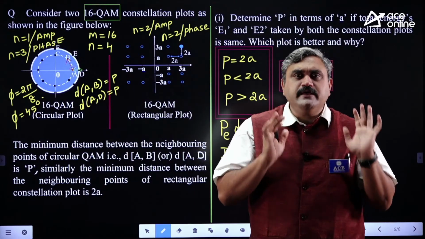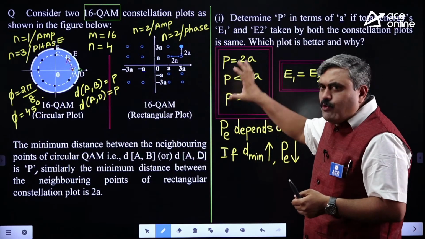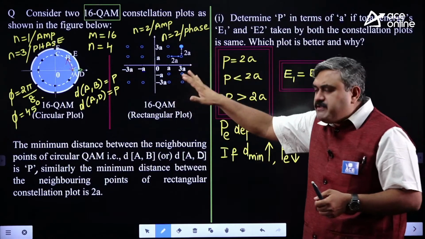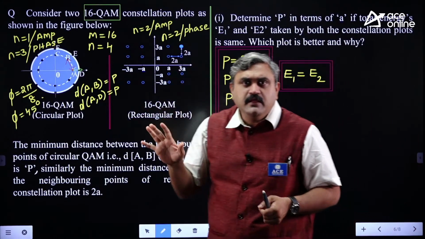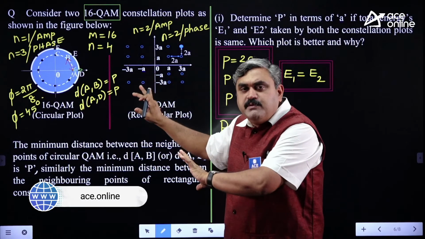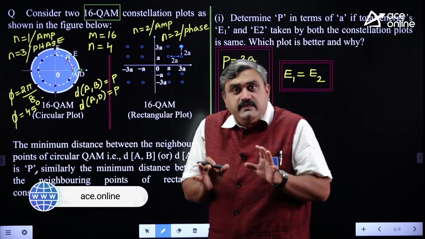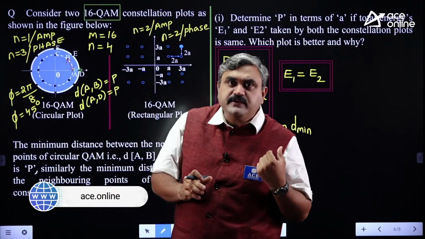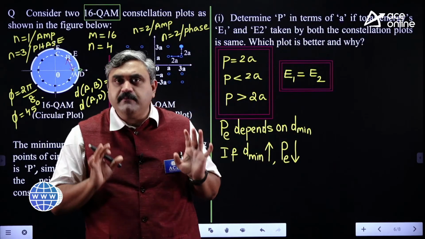Same logic you apply here. I am supplying both energies to be the same. Energy taken by both the plots is equal. And I am calculating the D minimum in the first plot and D minimum in the second plot. Then definitely they will not be the same because the shapes are different. They will never be the same.